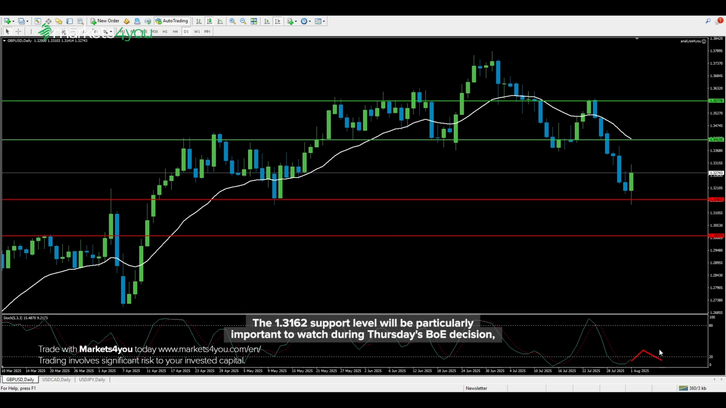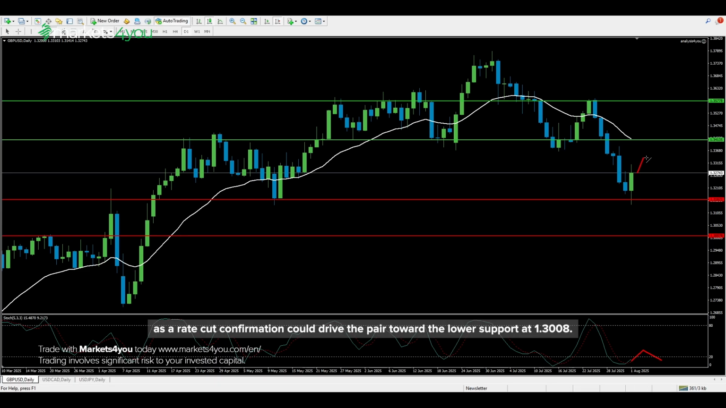The 1.3162 support level will be particularly important to watch during Thursday's BoE decision, as a rate cut confirmation could drive the pair toward the lower support at 1.3008.